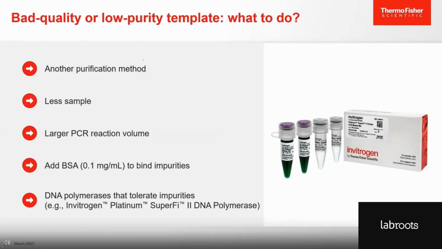Specific kits optimized for challenging sources of nucleic acid can be used for extraction and purification. Adding less template to the reaction can reduce the amount of inhibitor used. Increasing the reaction volume can dilute inhibitors present. Adding BSA to the mix can bind to impurities and prevent interference. Finally, using a more robust DNA polymerase like Invitrogen Platinum SuperFi II DNA polymerase can help overcome inhibitors during the amplification.